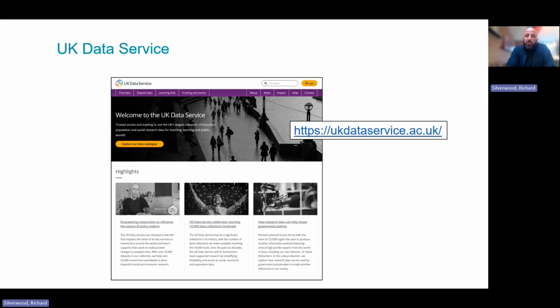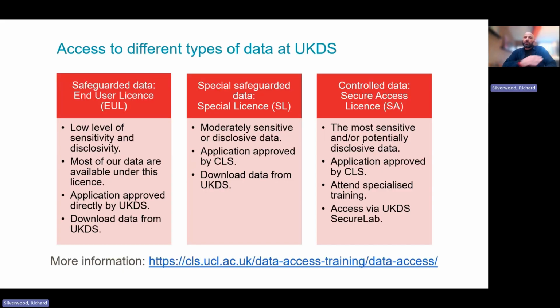Data from the CLS cohort studies are almost all available from different data repositories. The vast majority of our data are available from the UK Data Service, which is a digital repository for data across the social and health sciences in the UK, available at this URL here. The way that our data are available on the UK Data Service depends on the categorization of the data. There are 3 categories that are essentially low, medium, and high levels of disclosure risk and sensitivity.